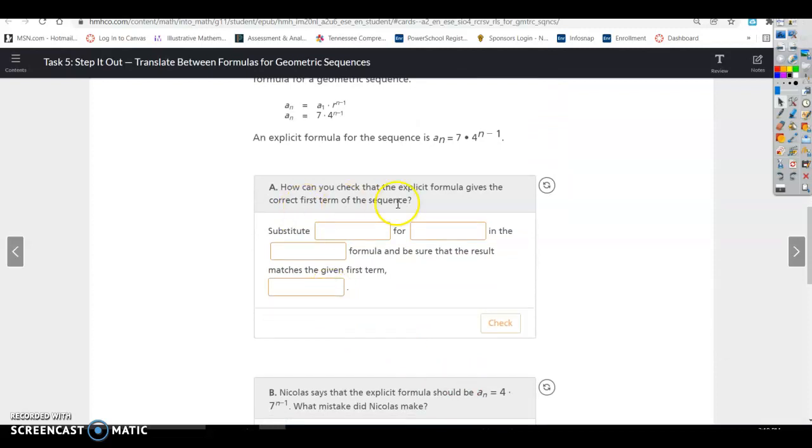All right, so how can you check that the explicit formula gives you the correct first term? All right, so we're going to substitute 1. We're looking for our first term. So we're going to substitute 1 for n in the explicit formula. And the result should match the given first term, which we already know the first term is 7.